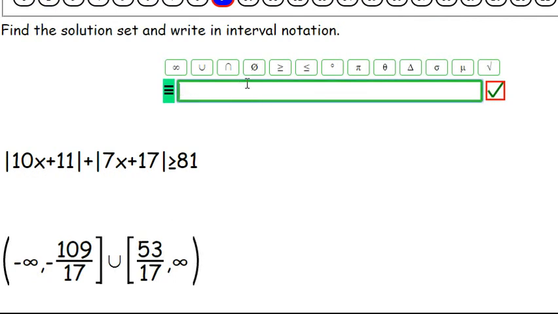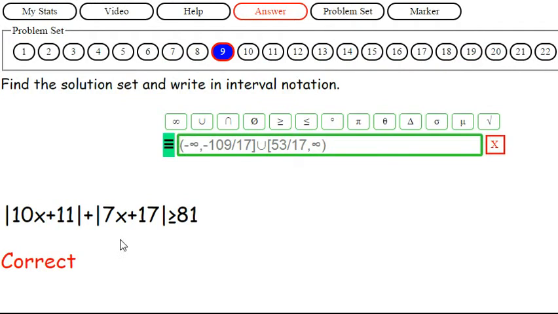It's been a while since we've actually typed anything in, so we're going to do that. Negative 109 over 17, and of course we use straight brackets, not curly brackets. I think they're just called brackets actually. 53 over 17, then infinity and parentheses. Let's make sure that's right. Yes, there you go.